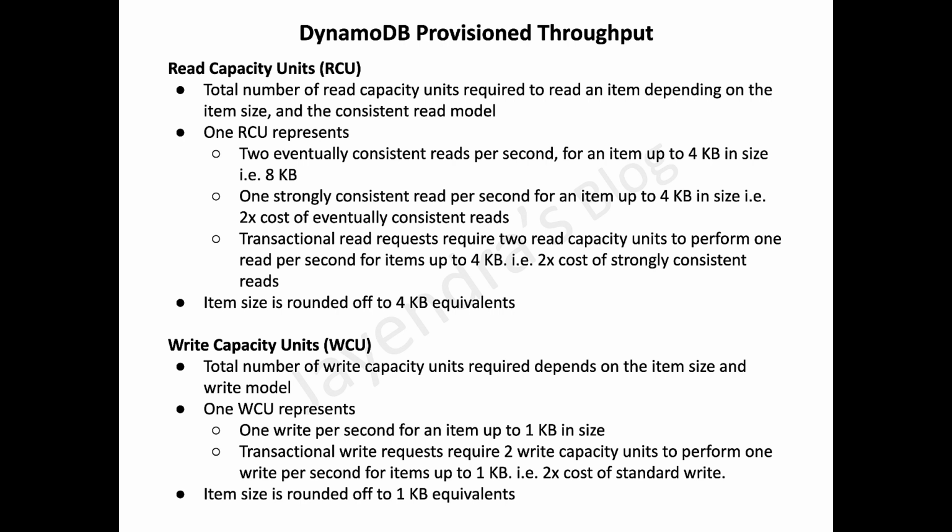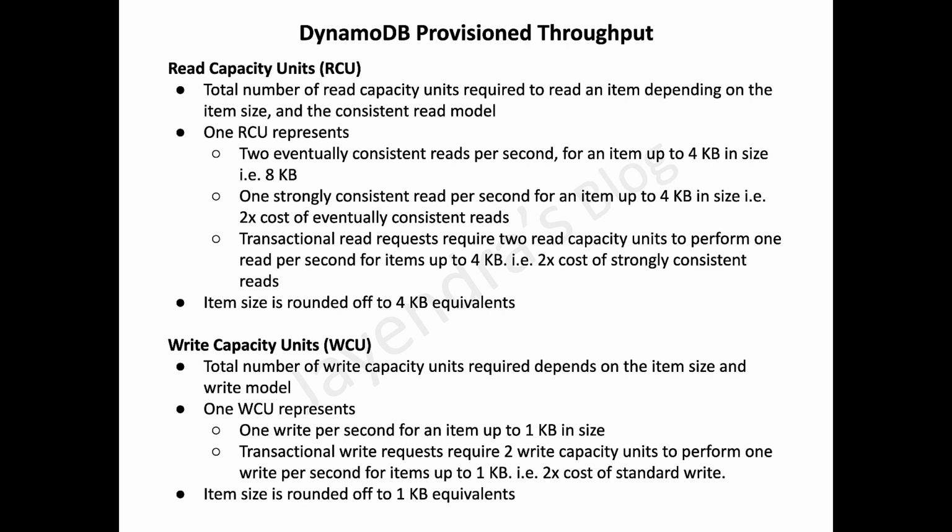A transactional read request of an item up to 4 KB requires 2 read request units. That is, it is 2x as costly as a strongly consistent read and 4x as compared to an eventually consistent read. For reading, the item size is always rounded off to 4 KB equivalents. So even if you have an item size of 1 KB or 3 KB, it will be rounded off to 4 KB for calculations.